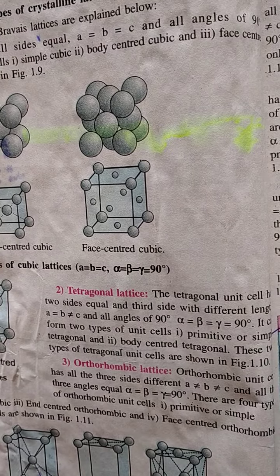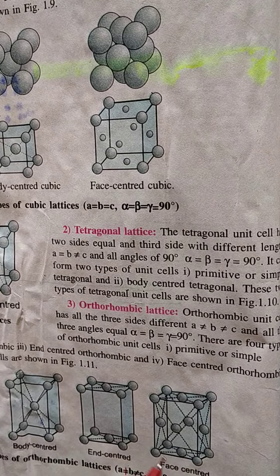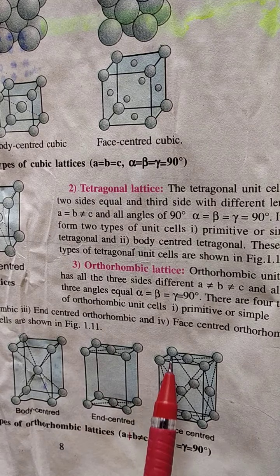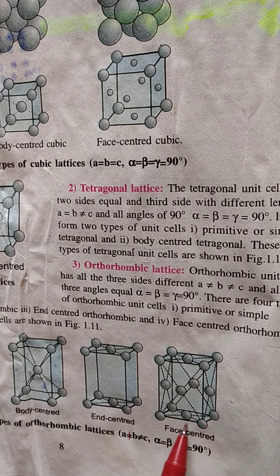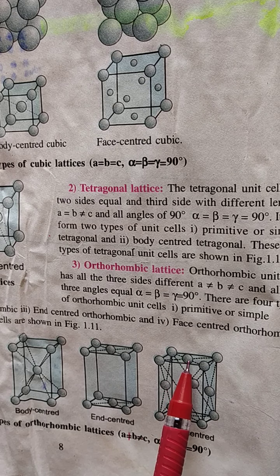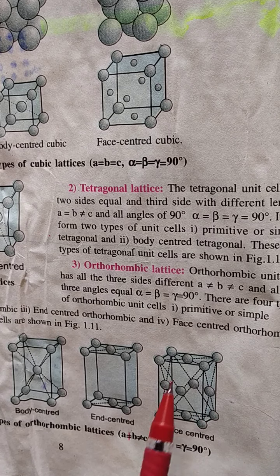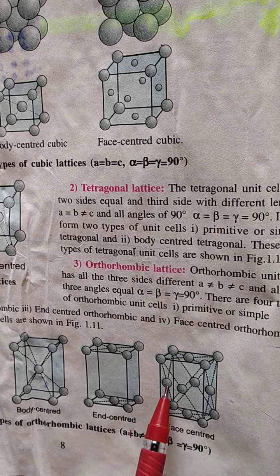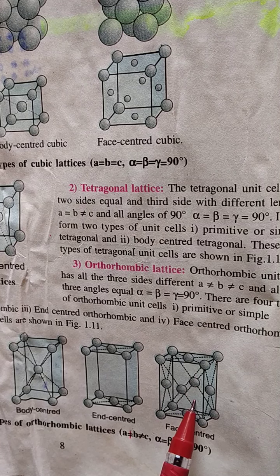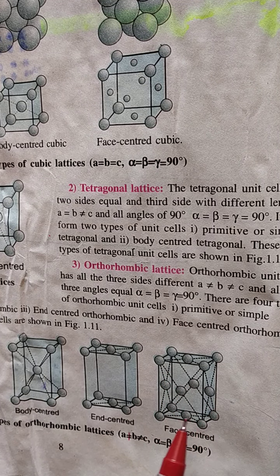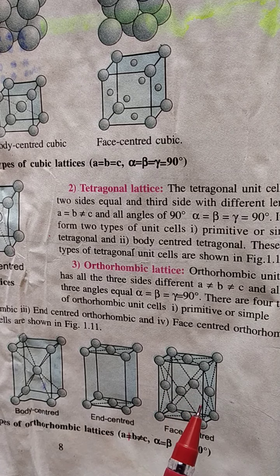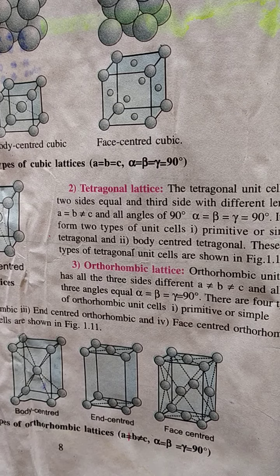Then face centered, all atoms present on the corner, and there are 6 faces: 1, 2, 3, 4. This is front face and this is back face. All atoms present on the corner as well as one atom on each face. It is called a face center. Here A is not equal to B is not equal to C. Alpha is equal to beta is equal to gamma is equal to 90 degree.